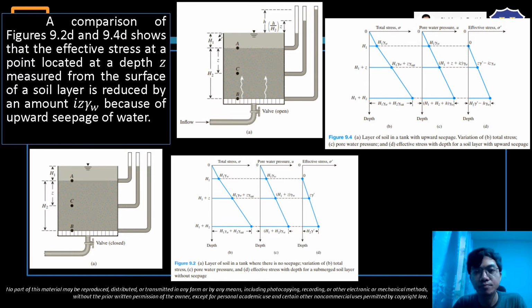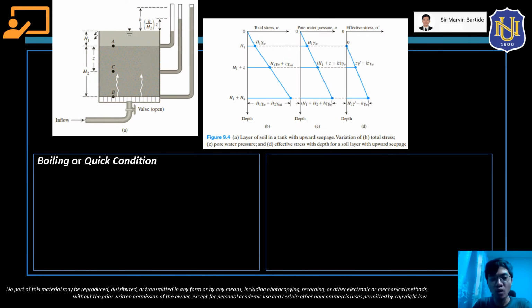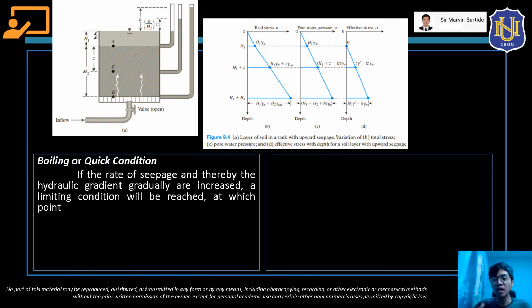Alright, let's talk about what we call the boiling or quick condition. Class, when we increase the rate of seepage, the hydraulic gradient also increases. And in that case, class, we reach our limiting condition.